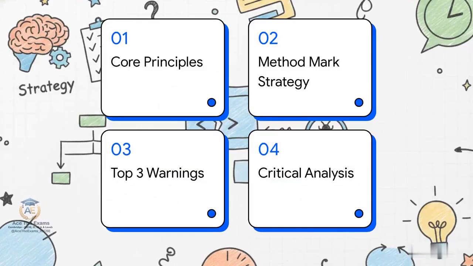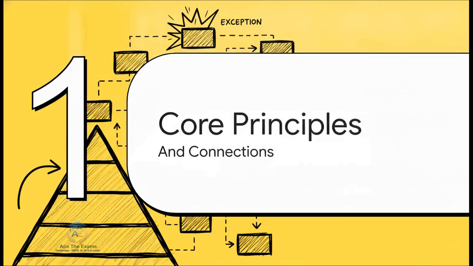Okay, here is our strategic roadmap for mastering this topic layer by layer. First, we'll look at core principles and connections. Second, the method mark strategy. Third, the top 3 examiner warnings. And finally, critical and comparative analysis. Let's get moving. Section 1, Core Principles and Connections.